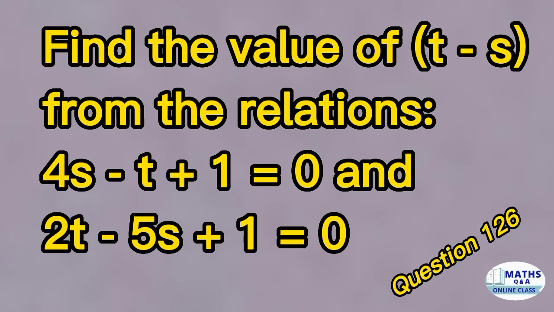Find the value of t minus s from the relations 4s minus t plus 1 equal to 0 and 2t minus 5s plus 1 equal to 0. Now these are two given equations, and to solve them, we first have to find the value of t and also the value of s. When we are done, we subtract the value of s from the value of t. I hope you get me. Now let's solve it.